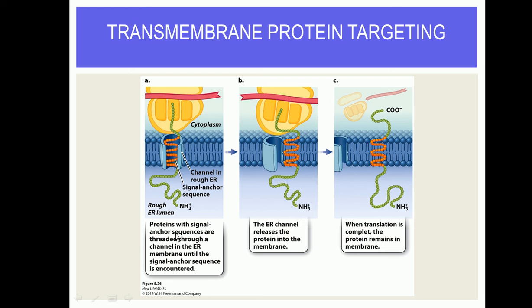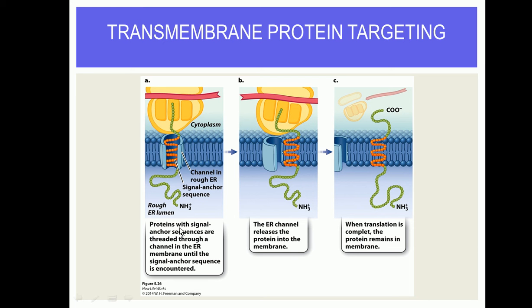Proteins with signal anchor sequences. So those proteins which get embedded in the membrane have signal anchor sequences. Proteins with signal anchor sequences are threaded through a channel in the ER membrane until the signal anchor sequence is encountered. So this is a protein with the signal anchor sequence. This is a signal anchor sequence. Anchor is something which attaches. It has a signal to anchor into the membrane.